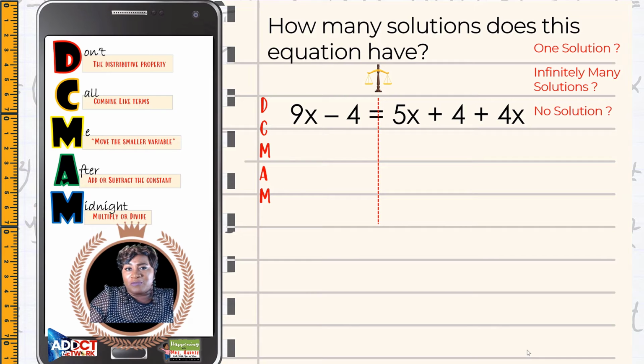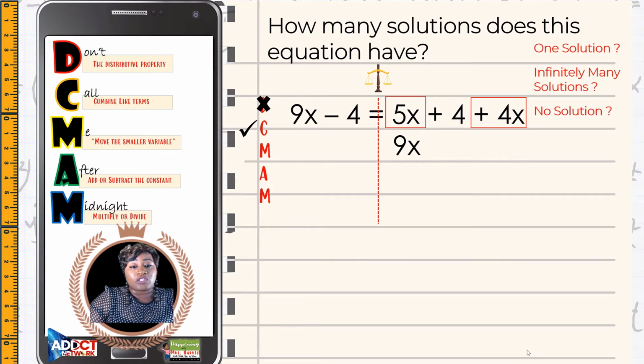Let's check for the distributive property. Do we see any parentheses in this problem? No, so we can cross out D. On the left side of the equal sign, we can begin checking for like terms. No, there are no like terms on the left side. All we have is 9x minus 4. Moreover, on the right side of the equal sign, there are like terms. Our like terms here are 5x and plus 4x.